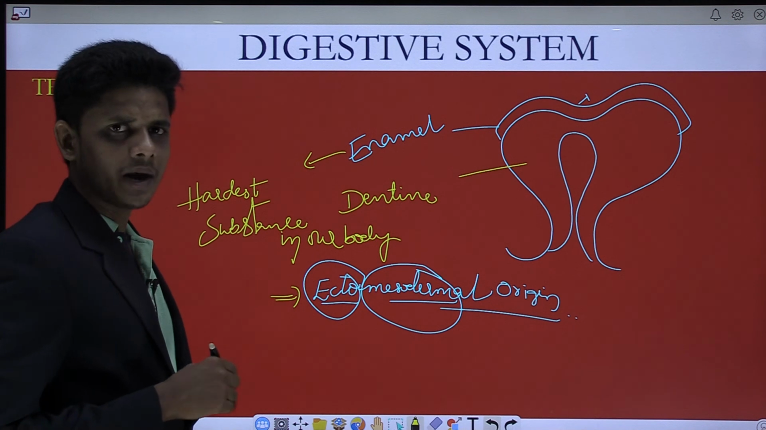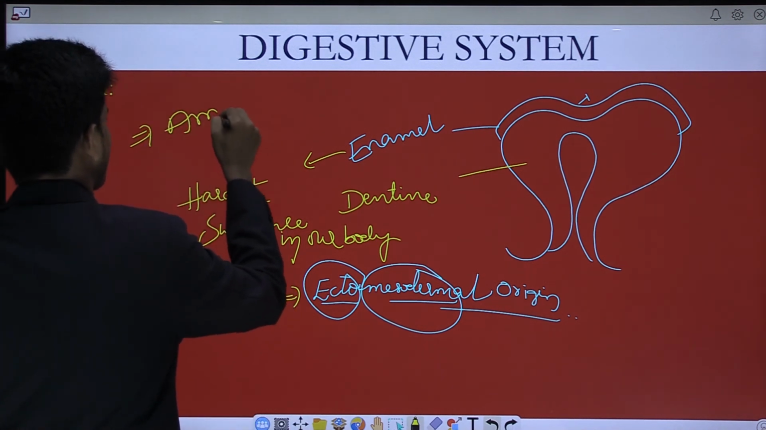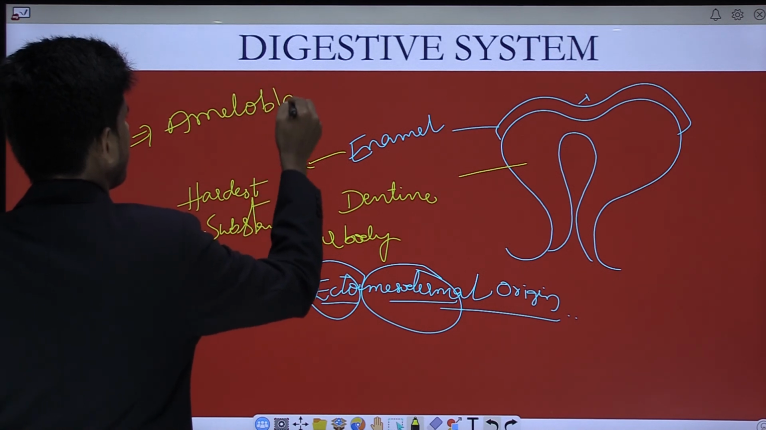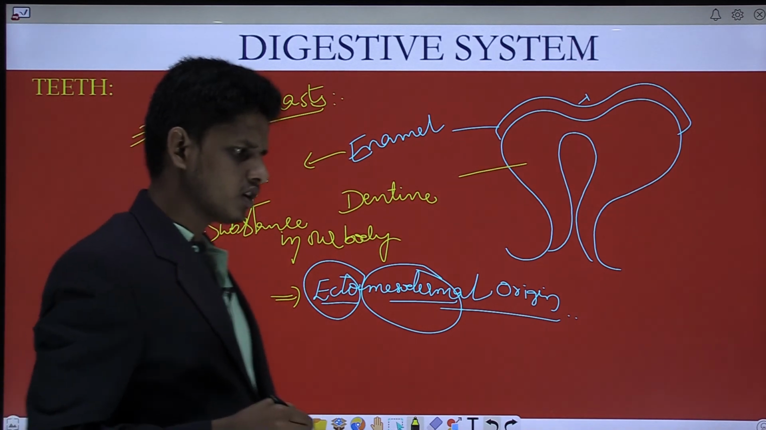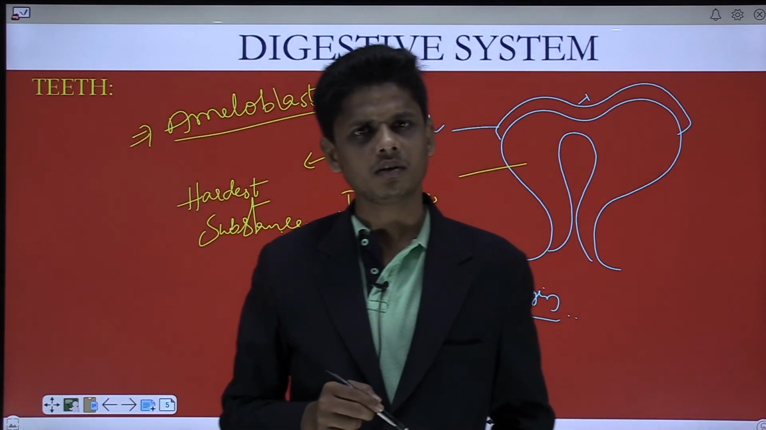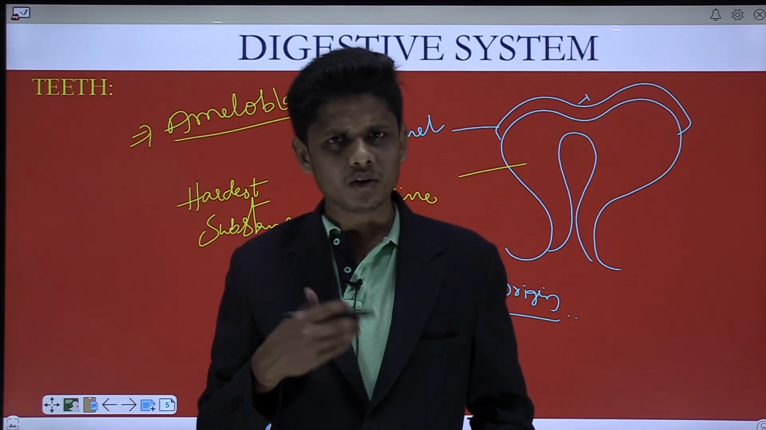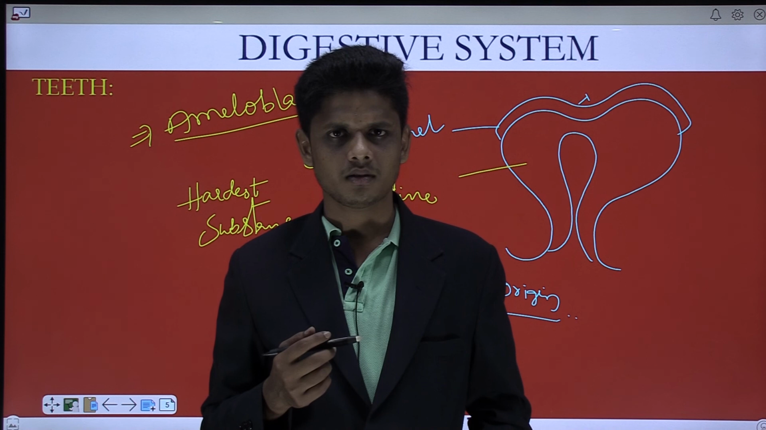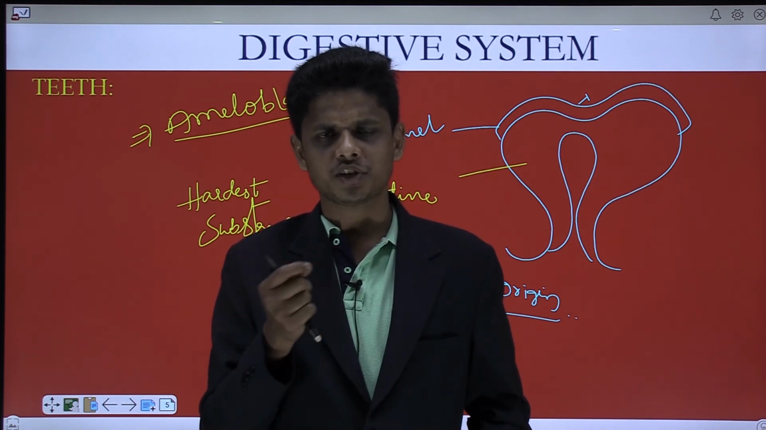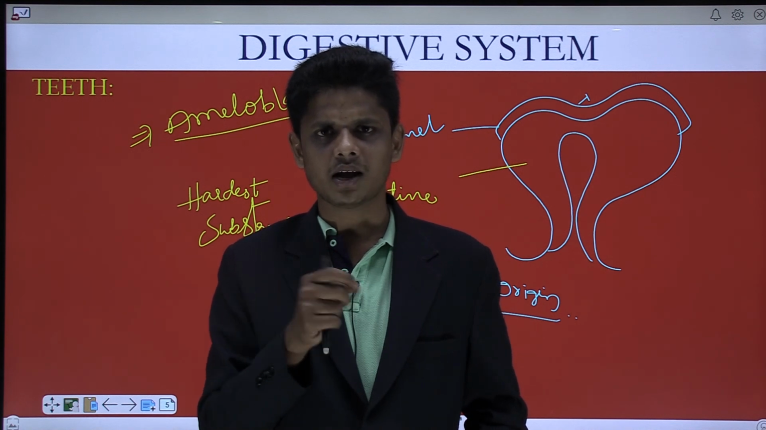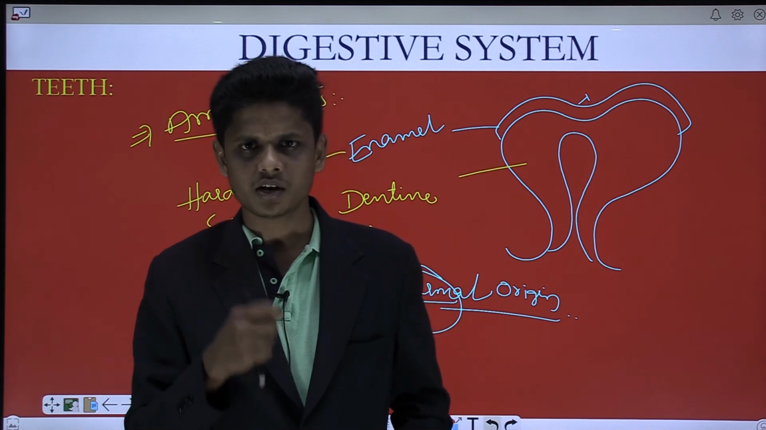And also there are particular cells present inside the tooth called ameloblasts. What is that? Ameloblasts. And sometimes they may ask you one question: is the tooth an example of a bone? Although it is made up of calcium and phosphorus, and a few substances are composed of calcium and phosphorus, it is not a bone, it is a structure. It is a structure, it is not a bone.